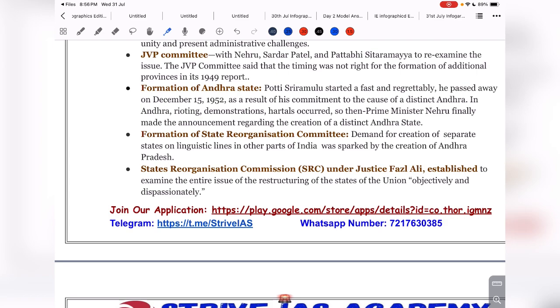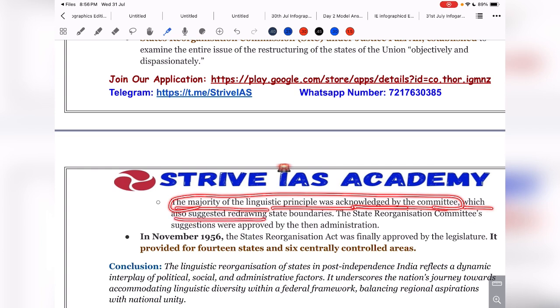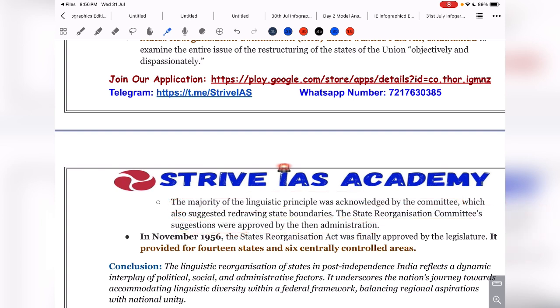The linguistic principle was acknowledged by the committee. So finally the Fazal Ali committee accepted the linguistic reorganization of states, and also suggested redrawing of state boundaries. The recommendations of the States Reorganization Committee were accepted by the government under Jawaharlal Nehru. Then in 1956 the States Reorganization Act was finally approved by the legislature. It provided for the creation of 14 states and 6 centrally administered areas.